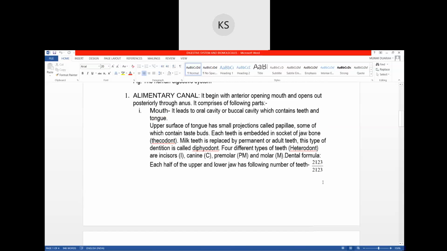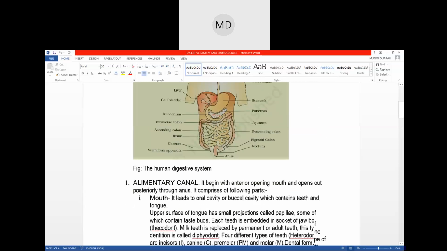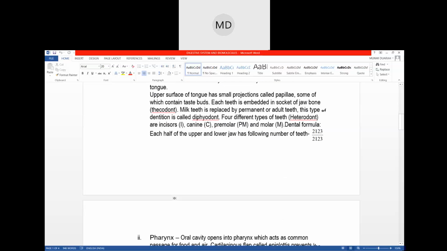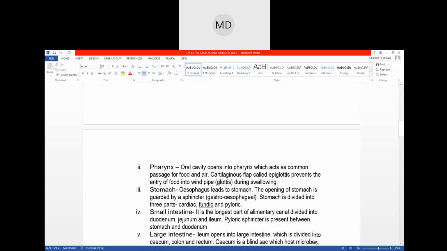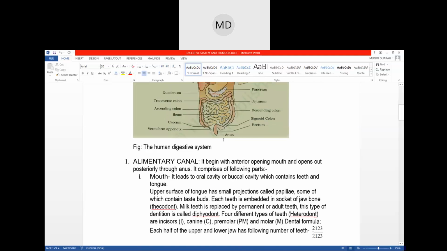Okay, so the main thing is that the alimentary canal begins with the mouth, right? In the mouth there are teeth and the tongue. Next is the pharynx, this portion is known as the pharynx.